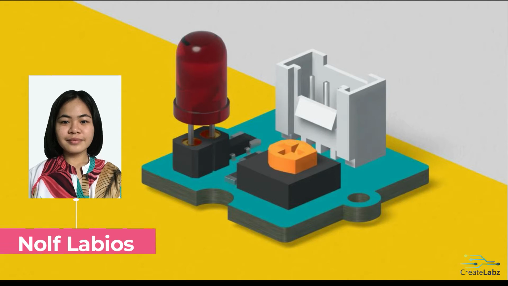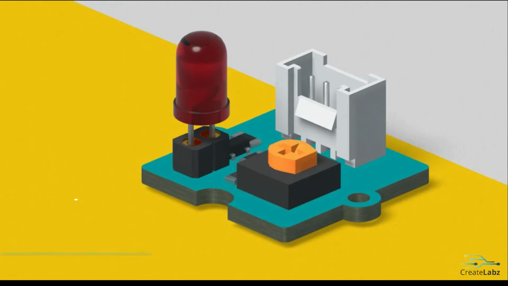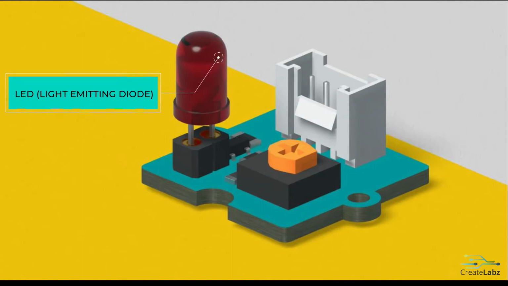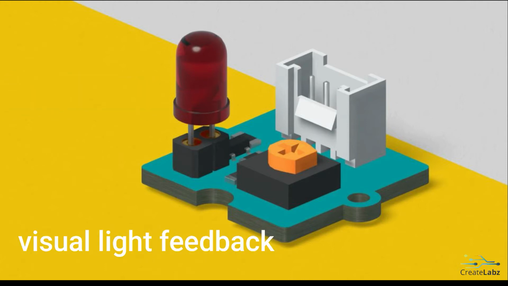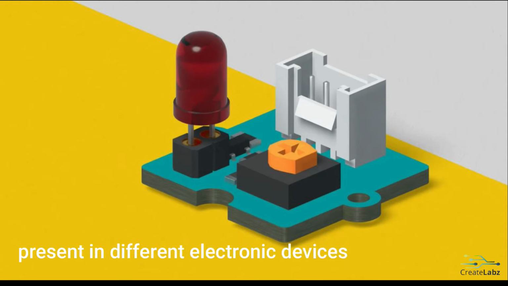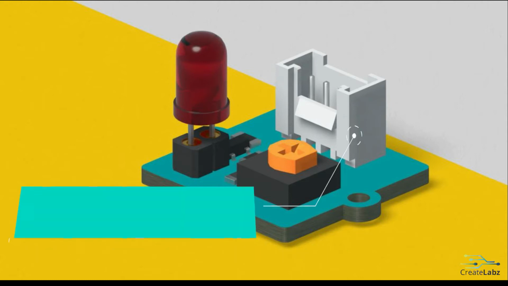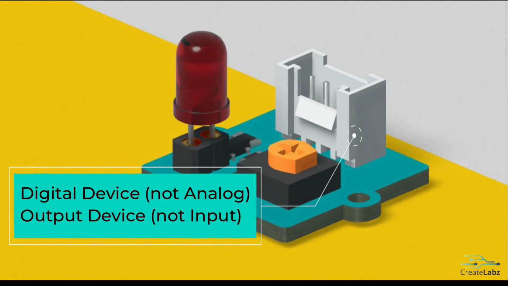In this lesson, we will be exploring activities for the Grove Red LED module. The LED, also known as a light-emitting diode, is a component that emits light. This is primarily used for providing visual light feedback in various electronic devices such as remotes, radios, speakers, and the likes. The Grove Red LED module is a digital component that uses only the output and not the input.